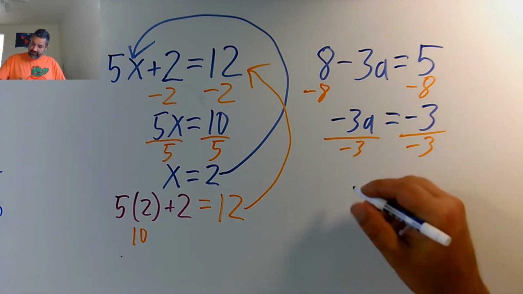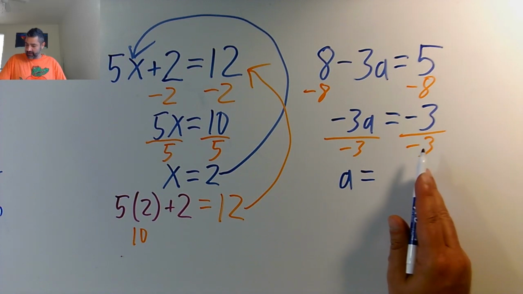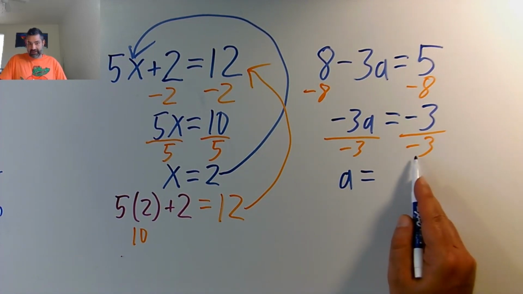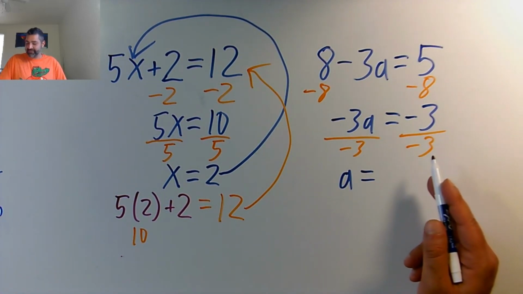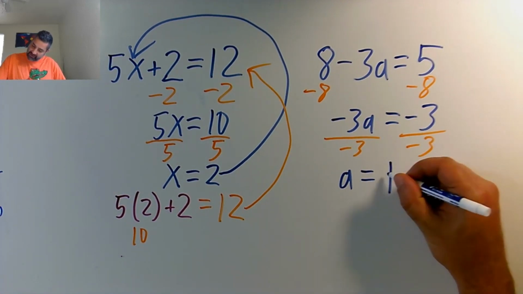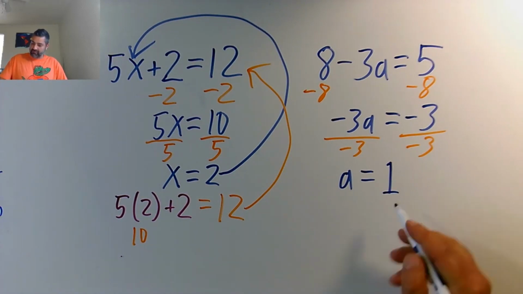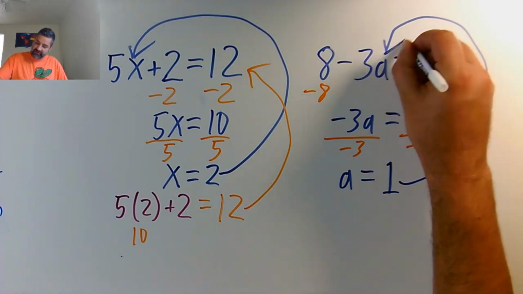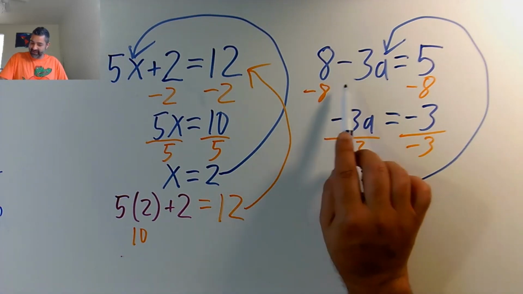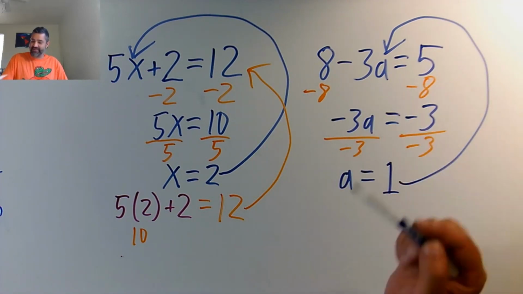Negative 3 divided by negative 3 is 1. And so we don't need to write that. We just write the a. And what's a negative divided by a negative? It's a positive, right? And then 3 divided by 3 is 1. And so it's going to be positive 1. We can put this in here real quick, do it in our heads. What's 3 times 1? It's 3. What's 8 minus 3? It's 5. And that's the correct answer.